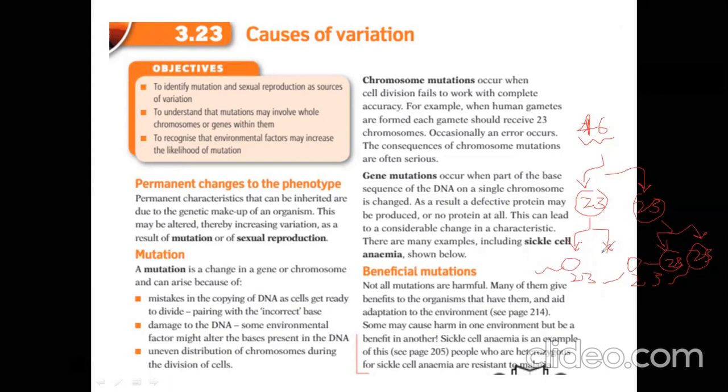But what happened? Because of some reason, abnormal sperm form. For example, in this case, let's suppose we have these two sperm, 23 and 23. But if it happened like this, this sperm didn't get 23, it got 22 and this one got 24, right? And if this sperm is fertilized by a normal ova, normal ova meaning 23 chromosomes, an individual will form, and that individual will have 45 chromosomes.